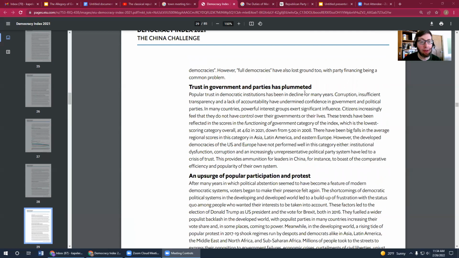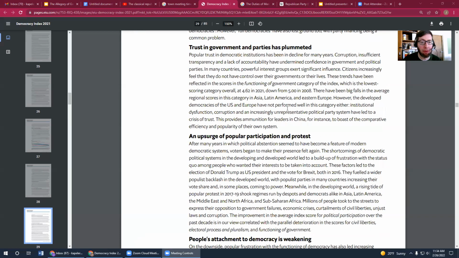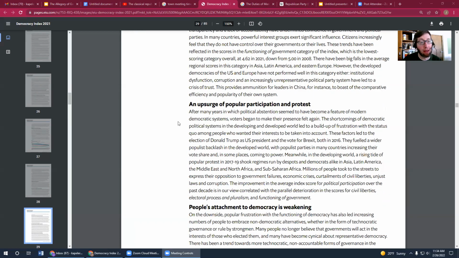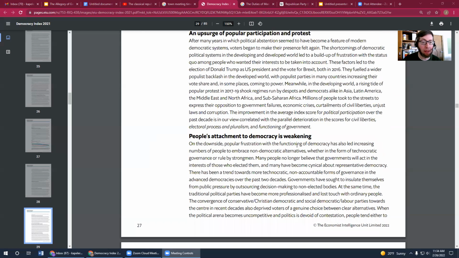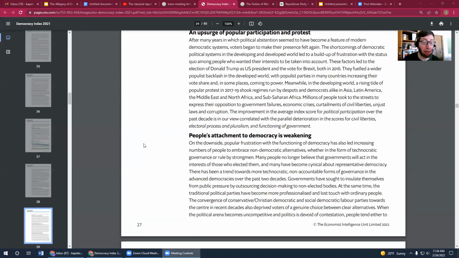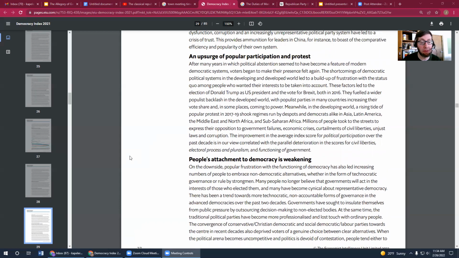Trust in government and parties has plummeted, and there's an upsurge in popular participation and protest. Yeah, so like I was saying before, it's good to have popular participation and be able to express yourself, but if you're just an angry mob, if you don't have institutions to channel that energy, that's not necessarily a good thing. And people's attachment to democracy is weakening, so that's not good, even if you have more participation. If people take it for granted, if people are skeptical about the outcome, that can be troublesome.